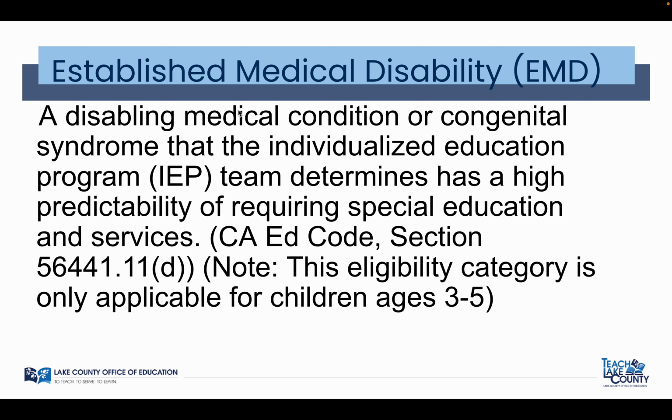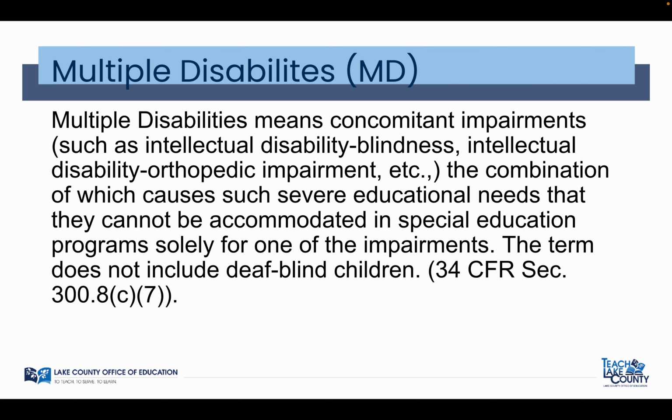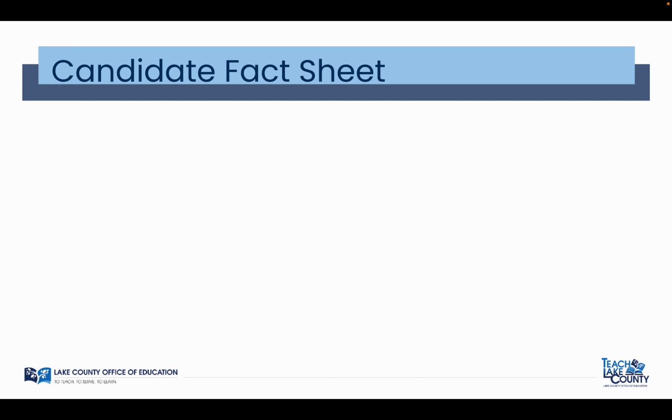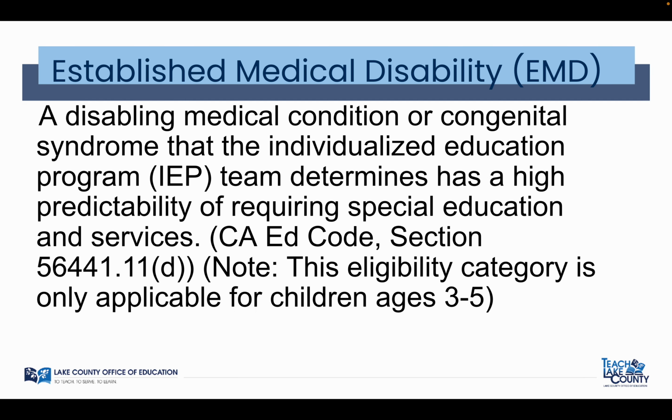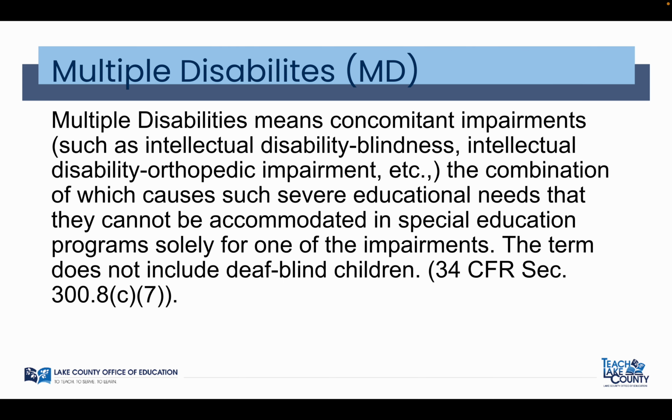So let me reread this one more time. A disabling medical condition that the individualized education program team determines has a high predictability of requiring special education and services. Don't use that one. I don't use that one all that much. I would imagine that when we get to the candidate fact sheet, it's going to be talking about things that have already been found in IFSPs, which is like an IEP, only done in the preschool setting and usually follows the student into an IEP. So I'm sure that's what we're going to be discussing.